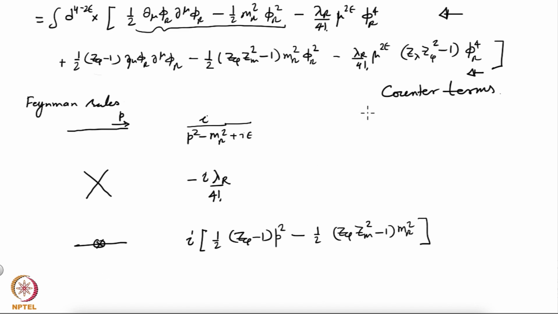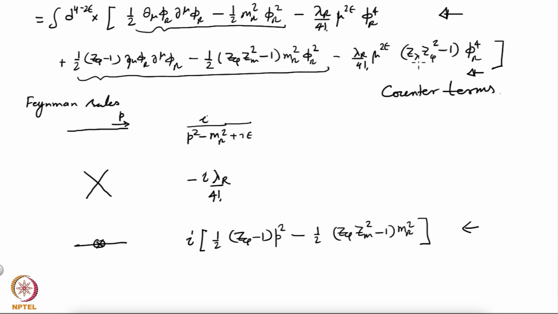We also had the vertex coming from this one. This has 4 legs, and this also starts at order lambda_r, because Z lambda is of order 1. Z lambda is 1 plus order lambda, Z phi squared is 1 plus order lambda. So when you subtract 1, it will give you a term which is of order lambda. The same is true for this one and this one, all these terms. So when I wrote this one, I have included both of these here.